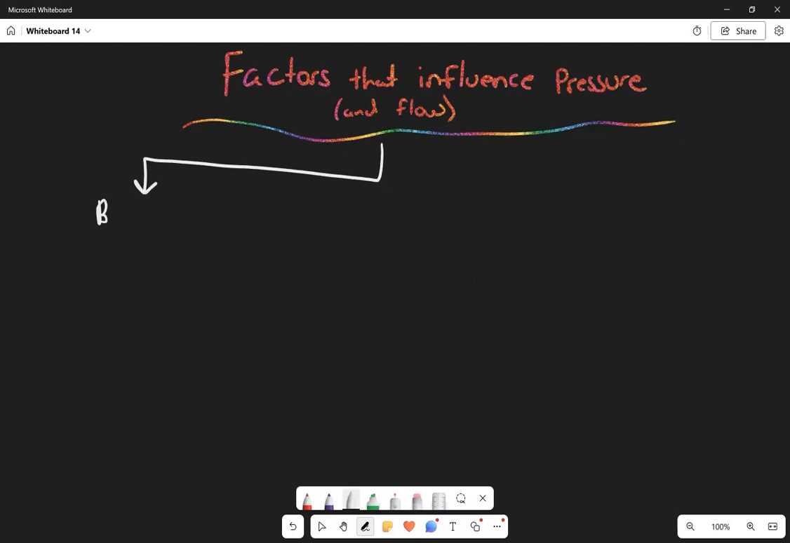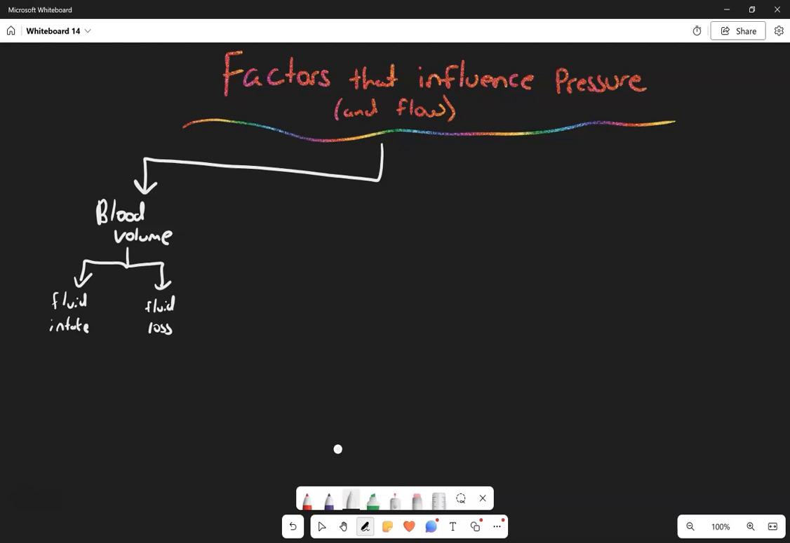So the first is obviously our blood volume. Right? So blood volume inside of the system itself. And so that can be dictated by our fluid intake and/or fluid loss. So the changes in blood volume are going to dictate that pressure. So increases in volume are going to lead to increases in pressure.